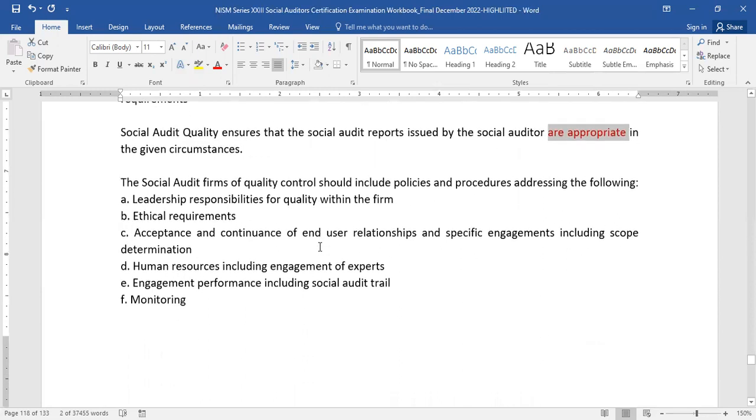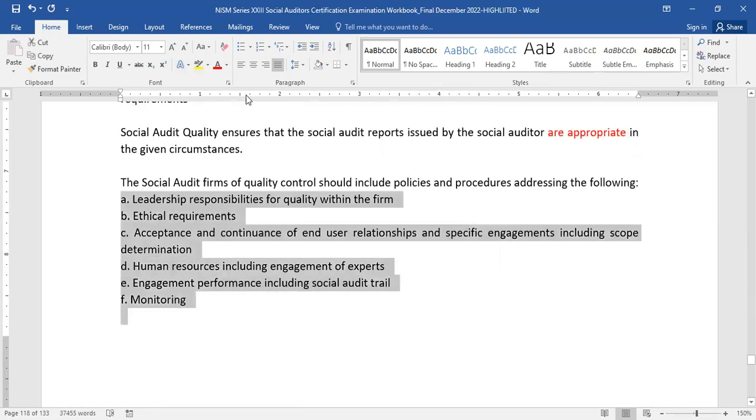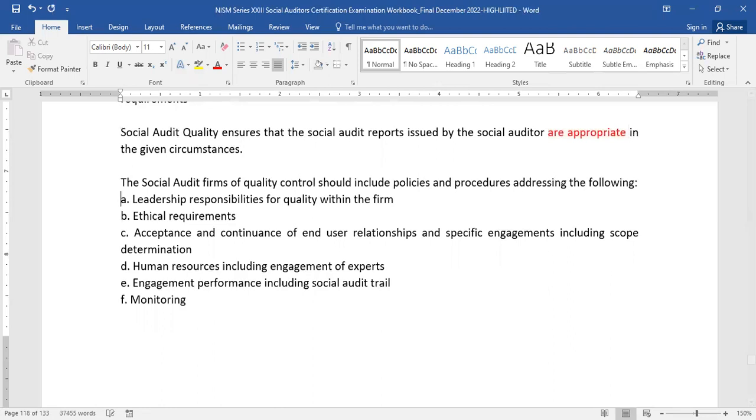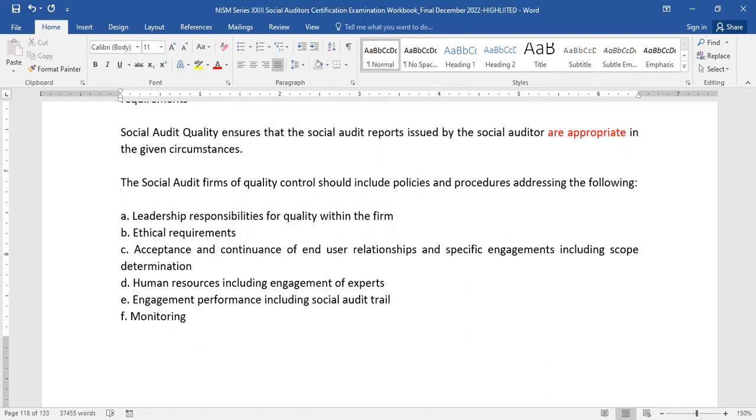The social audit firm's quality control should include policies and procedures and address the, क्या क्या रहेंगी. नंबर 1, leadership responsibilities for quality within the firm, ethical requirements, acceptance and continuance of client relationship, and specific engagement including scope determination, human resources including engagement of experts, engagement performance including social audit trail, and more.